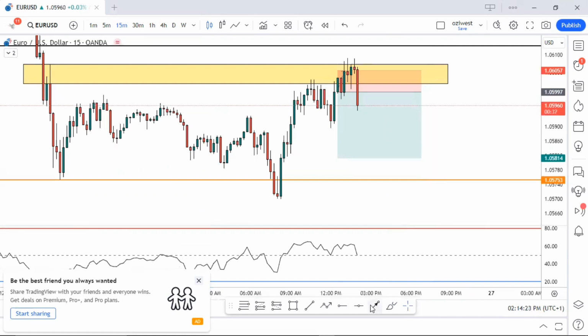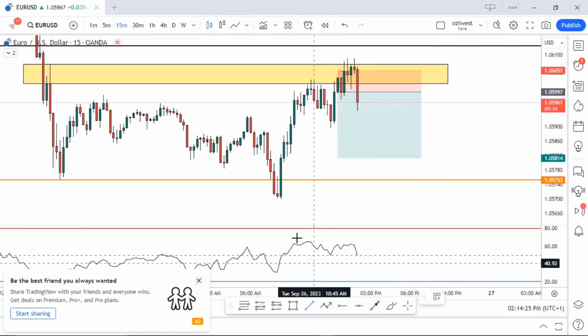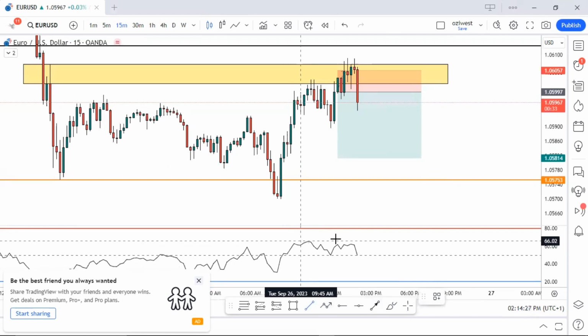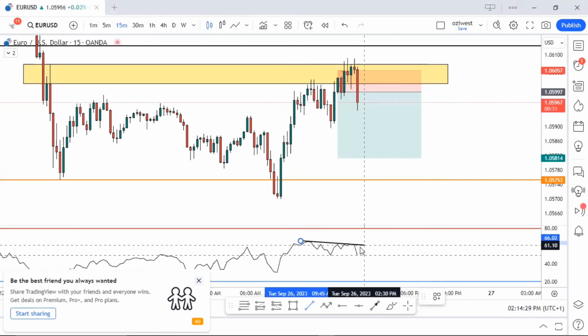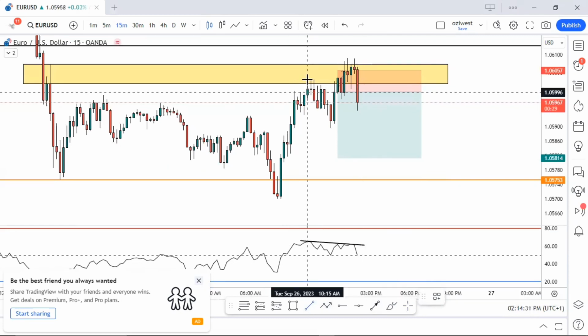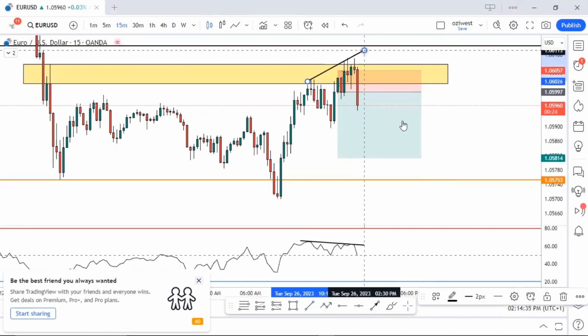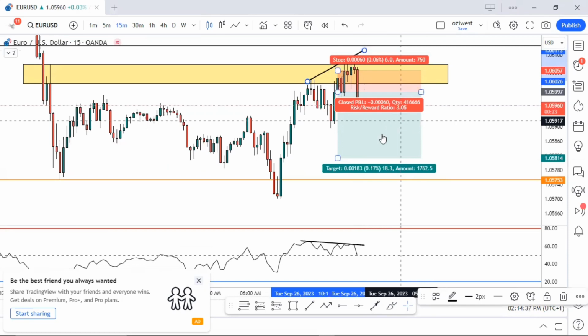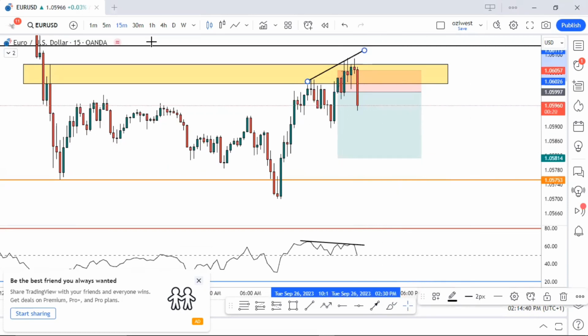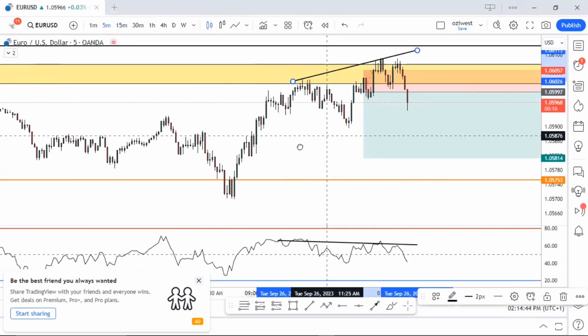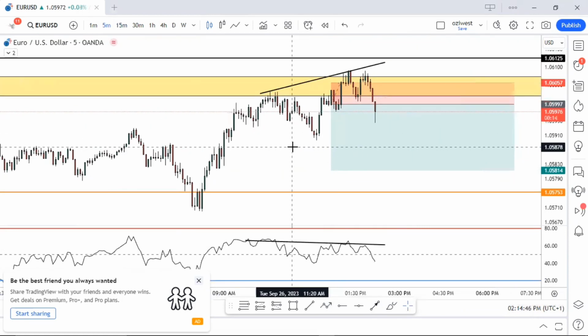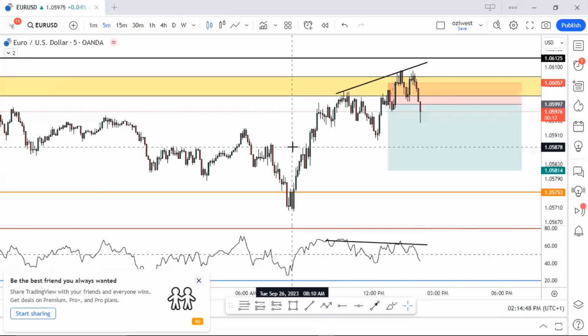Still seeing bearish divergence. I'm seeing it now on the 15-minute time frame. I'm now seeing a bearish divergence on the 15-minute time frame, and on the 5-minute time frame I spot a double top. Now the question is, should we execute?